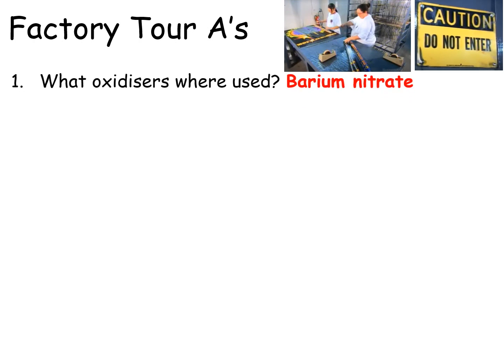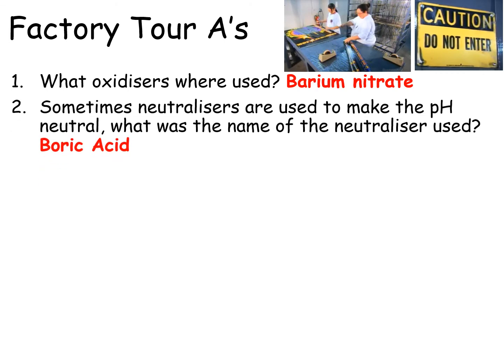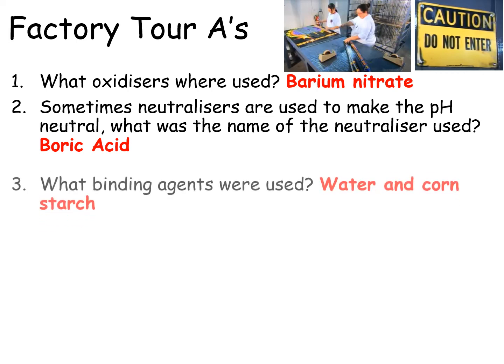So I hope you enjoyed the factory tour. We'll go through some of the answers now. The barium nitrate was the oxidizer that was used, and it provides more oxygen for the combustion reaction. Sometimes the oxygen in the air isn't enough. Boric acid was used to neutralize the slurry mixture, so that when the sparkler is being used and some of the slurry melts, it isn't corrosive.